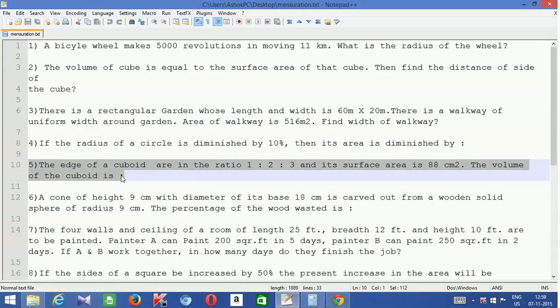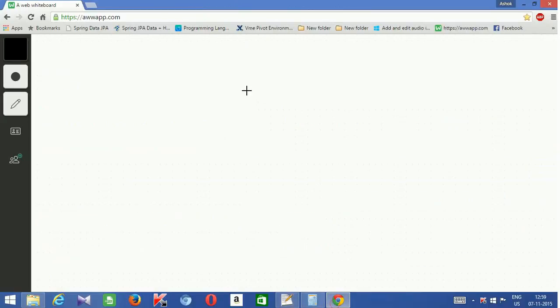So what the 5th problem says: the edges of a cuboid are in the ratio 1:2:3 and its surface area is 88 centimeters square. You need to find the volume of the cuboid here. So what is a ratio? They have given the edges of a cuboid.